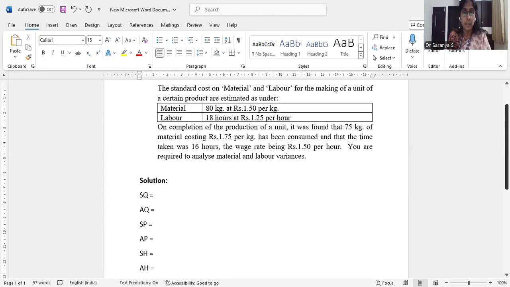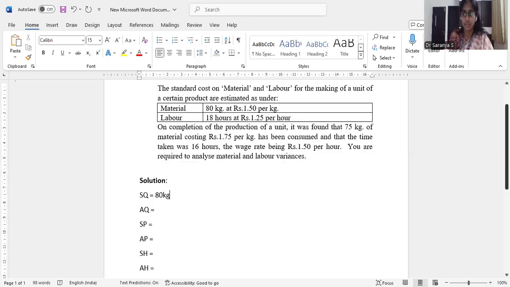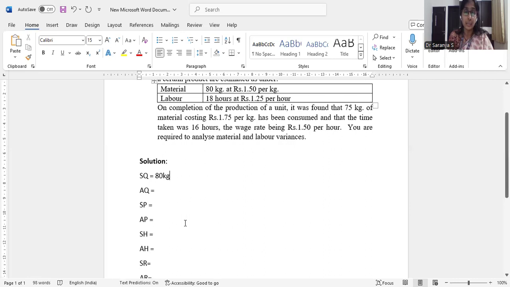Now we will see the standard cost on material and labor for the making of a unit of a certain product are estimated as under, which means the standard data is given here. All the S, standard information, SH, SQ, SP, is given here. So the material, just look at the table here. Material 80 kg at rupees 1.5 per kg. So it is standard data. Standard quantity is 80 kgs, then standard price is rupees 1.5.